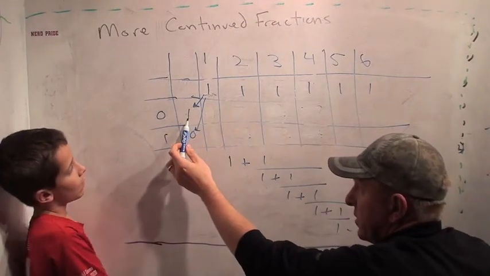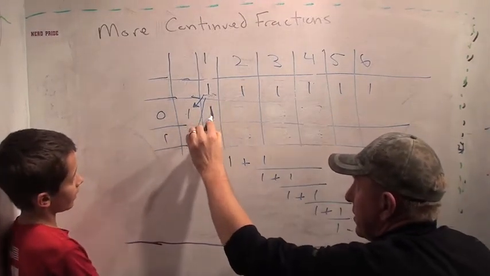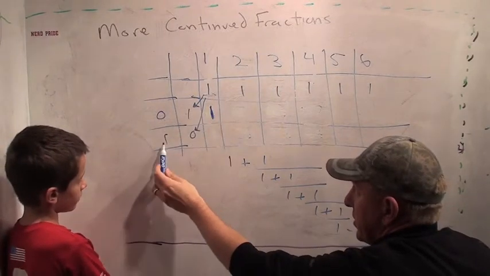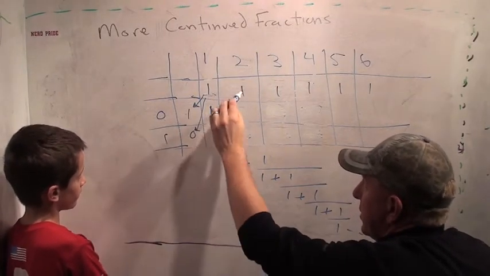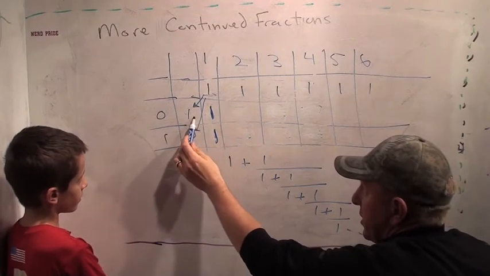1 times 1 is 1. Plus 0 is 1. 1 times 0 is 0. Plus 1 is 1. Okay. 1 times 1 is 1. Plus 1 is 2.